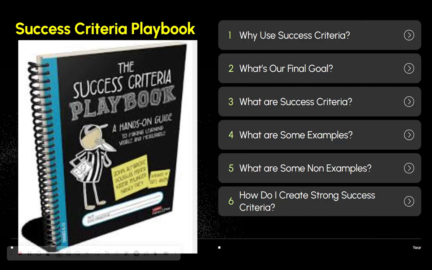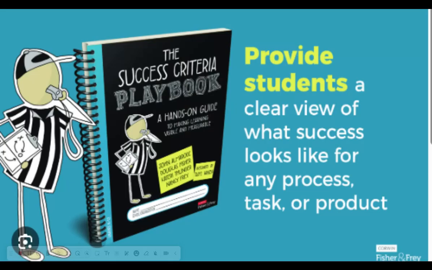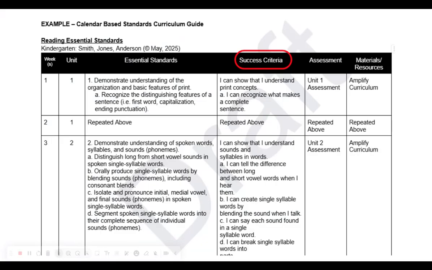We have also pulled in some added resources that go right along with it from some of the same authors called the Success Criteria Playbook. We're going to be diving into why we use success criteria, what's our final goal, what are success criteria, what are some examples, what are some non-examples, and how do I create strong success criteria? As you know, success criteria provide students a clear view of what success looks like for any process, task, or product. And again, we're going to be using lots of information from the Success Criteria Playbook.